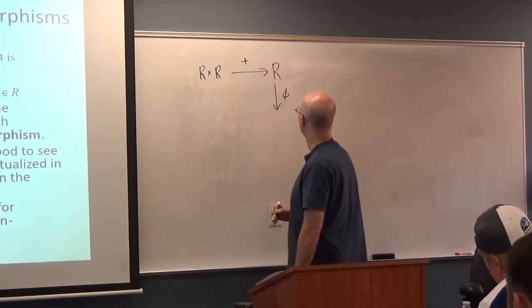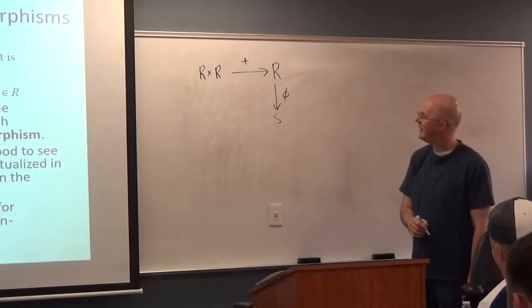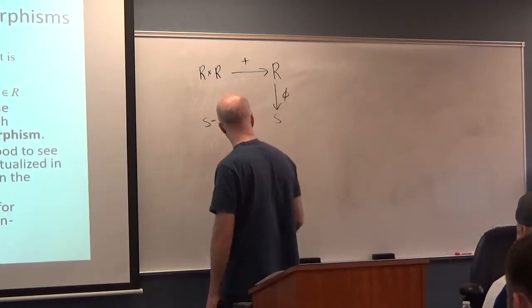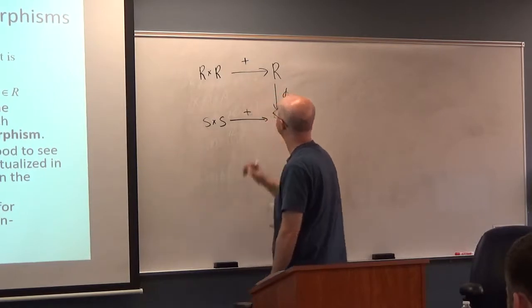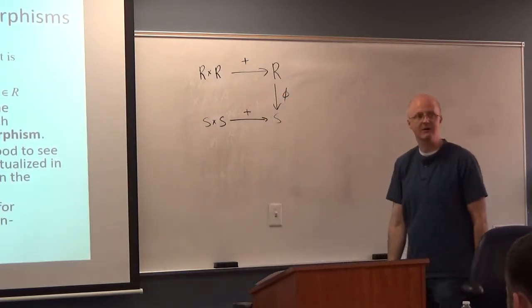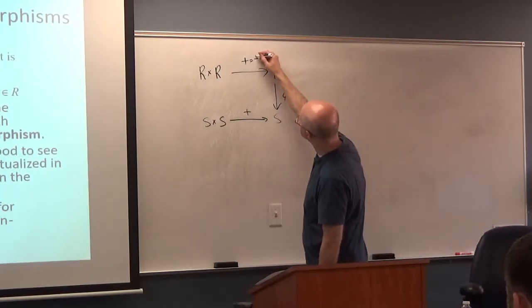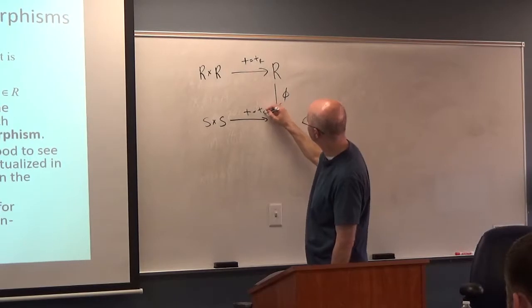Phi is a ring homomorphism from R to S. I could maybe write something like that. I also have an addition in S that I could also think of as being a binary operation, as a mapping from S cross S to S. I could write a plus sign there as well. Technically, this is the addition in R. Maybe write something like that. Technically, this is the addition in S. Maybe write something like that.